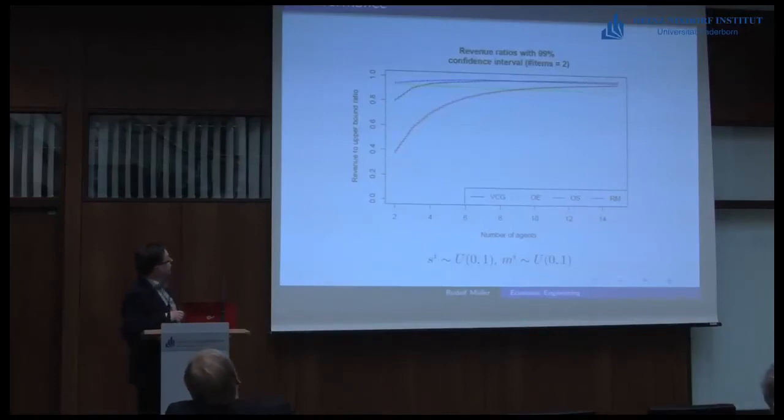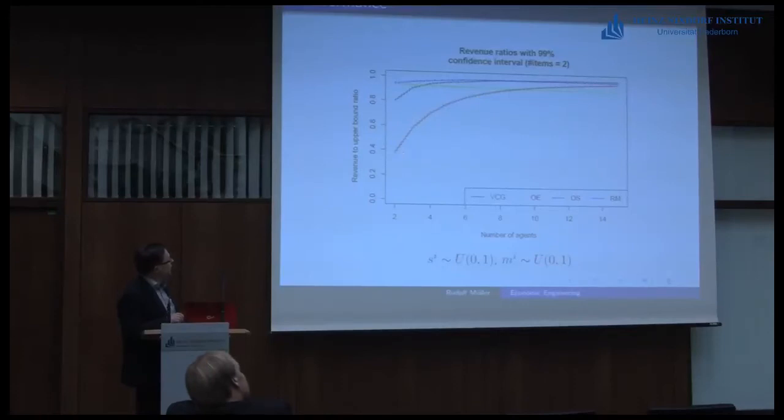This is only shared. This is the number of bidders. This is the ratio of revenue to upper bound. So that is the fraction of the upper bound that you can achieve with these four auctions. We compare to the upper bound that we computed, where the upper bound is the minimum of the two upper bounds that I showed. This is a uniform distribution: signals and marginal values are uniformly distributed between 0 and 1.